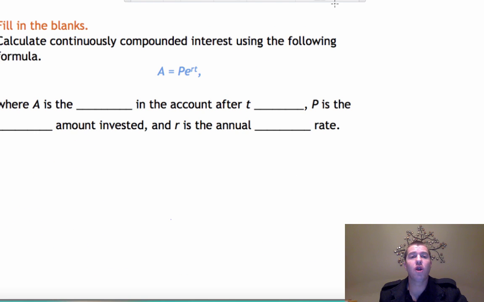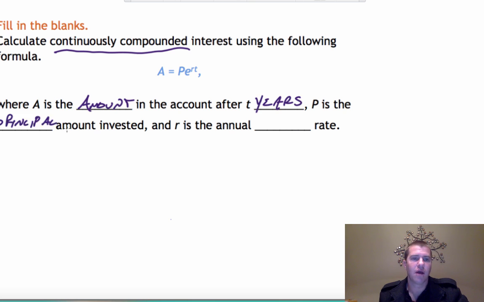Okay, so you have one more formula that we're going to use with interest, and you use this formula when it says compounded continuously or continuously compounded. All it is, instead of the 1 plus r, you're using e, and the rate is in the exponent. The A is the amount in the account after t years. The P is still the principal, how much you started with, your initial amount.